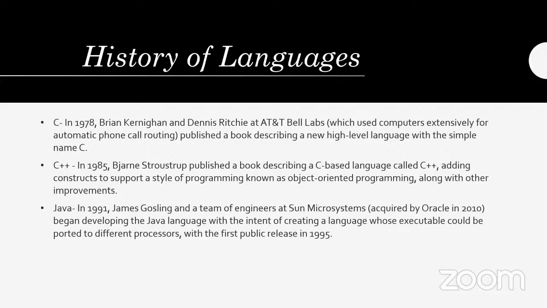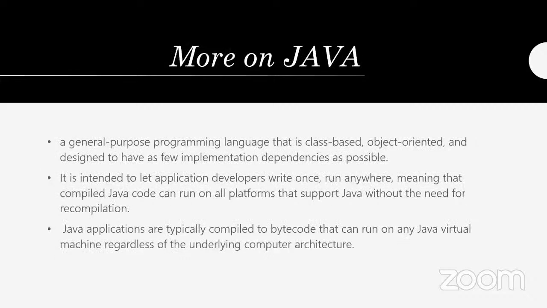So Java came into being in 1991. It gained popularity through the 90s. Sun Microsystems was the original company that produced Java. It's now Oracle. Oracle bought out Sun several years ago. It is still one of the most popular computer programming languages being used.